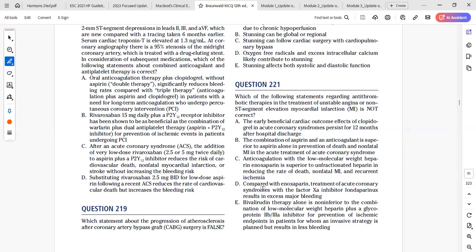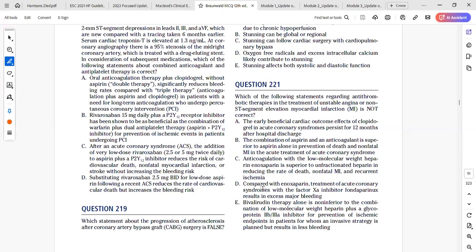The CHA2DS2-VASc for this patient is 4. The age is greater than or equal to 75. She's 79, so that's 2. She's hypertensive. That's 3. Then she has peripheral artery disease. That makes it 4. Using the older CHADS-VASc, because of the sex category, she would have had 5.